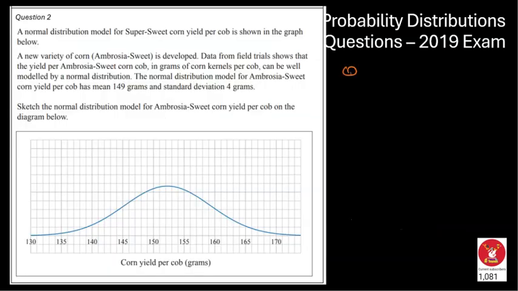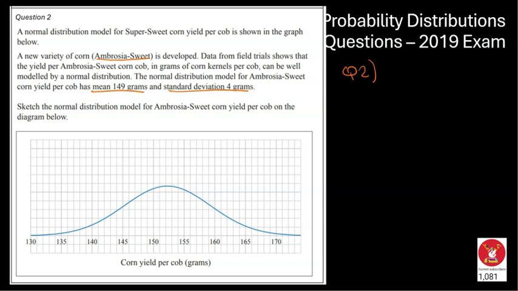Okay, so we are now on question number two, and this one was actually a drawing or a graph one, which doesn't happen too often. We've got the normal distribution for the super sweet corn shown on the graph below, so we've already got that one there. The new corn, Ambrosia sweet, is developed. Data has shown a normal distribution model, and it says this new one has a mean of 149 with a standard deviation of 4 grams.